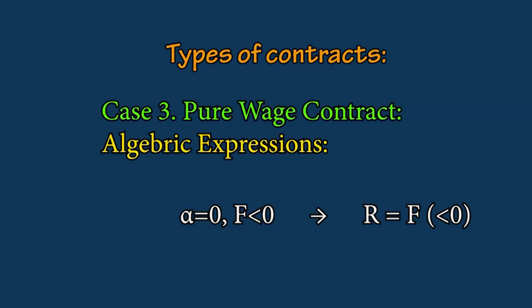What does it mean? It means that instead of earning something, the landowner is in fact offering something to the tenant. So, this is the case of fixed wage contract, where the landlord pays the tenant a fixed amount of wage. So, in this way, from a generalized form, we can reach the algebraic expression of three types of contracts.